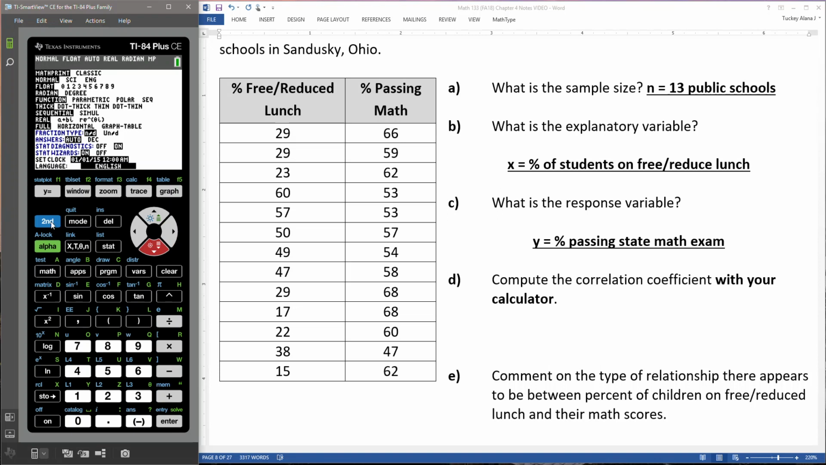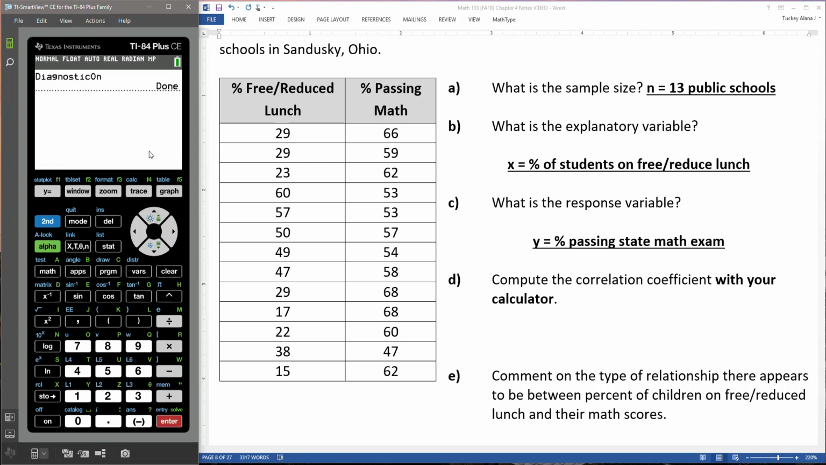On older calculators, what you'll have to do is go to the catalog and scroll down to the D values. So you hit the X to the -1 button, it'll take you to the D's, and you have to scroll down. You're looking for DiagnosticOn, and there it is. You hit enter and hit enter, done. So one of those two methods.